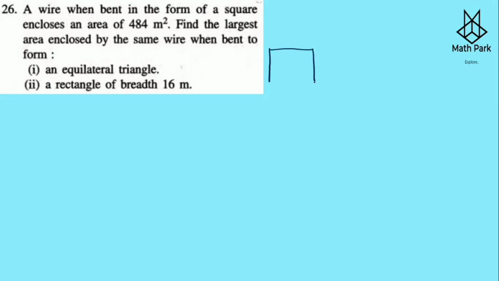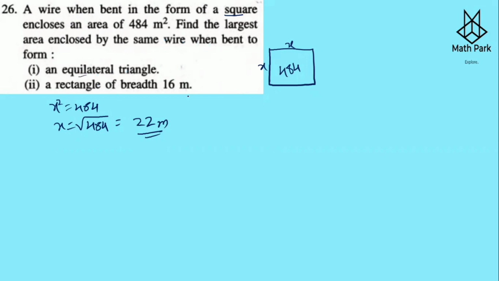A wire is bent in the form of a square which encloses an area. This area is given as 484. So let us find the side. How do I get the side? We have x square is equal to 484, so x is equal to root of 484, that is 22 meters, the side of the square. Now what is the other thing we know? That the perimeter of all of these is equal. The wire when bent in the form of a square encloses this area. Find the largest area enclosed by the same wire when bent in the form of an equilateral triangle.